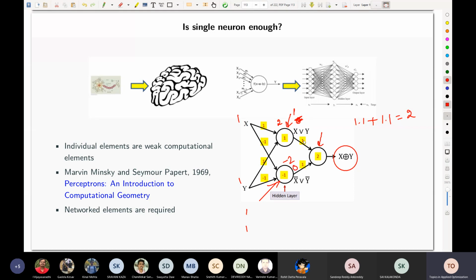And 1 times 1 is 1, and 0 times 1 is 0, so the total is 1. Is 1 greater than 2? No. So the output is 0. So 1 exclusive-OR 1 is 0. That way, you can check all the other inputs, and it will work like an XOR.